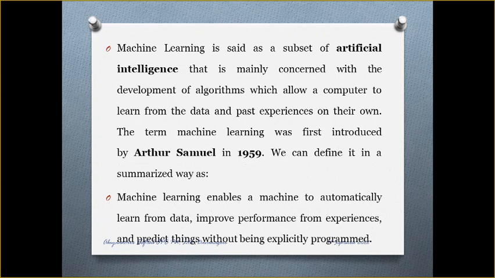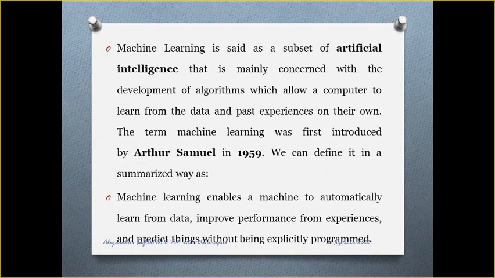The term machine learning was first introduced by Arthur Samuel in 1959, and we can define it in a summarized way as below. As I said, the machine is going to understand on its own using the past data and past experiences. And the task of the machine learning field is to build the algorithms.